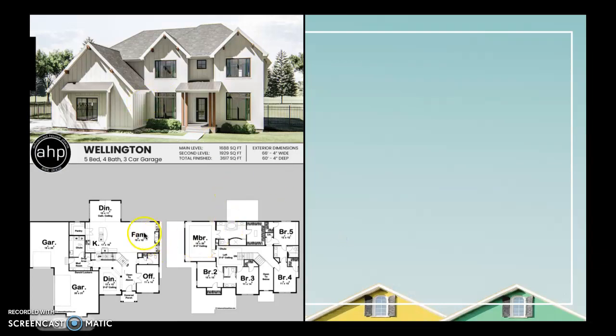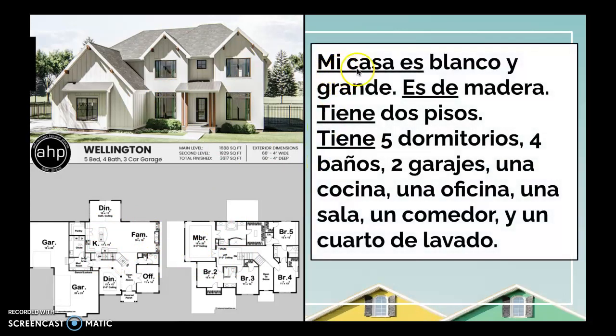Okay, here's another house. This one is bigger. It has 2 floors. So let's just review how we would describe this. Here I've underlined our sentence frames. Okay, mi casa, so they say, ¿cómo es tu casa? Well, mi casa es blanco y grande. Es de madera. It's made of wood. Tiene 2 pisos. It has 2 floors. Tiene, we're going to use again, it has 5 dormitorios. So we look, 4 baños, 2 garajes, una cocina, una sala, un comedor, y un cuarto de lavado.